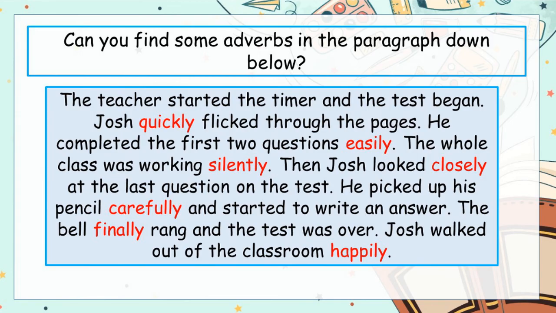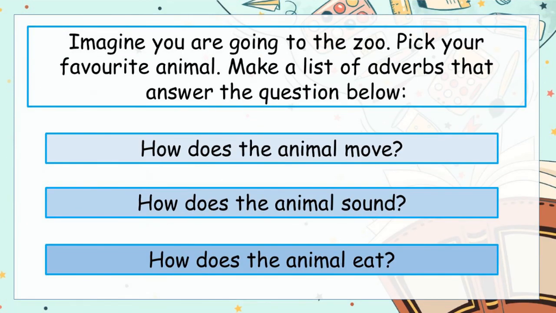If you're still not sure what an adverb is, pause the video and rewind it back so you can watch it again. Before you go, let me leave you with this challenge. Imagine you're going to the zoo. Pick your favourite animal and make a list of the adverbs that answer the questions below. How does the animal move? How does the animal sound? And how does the animal eat?